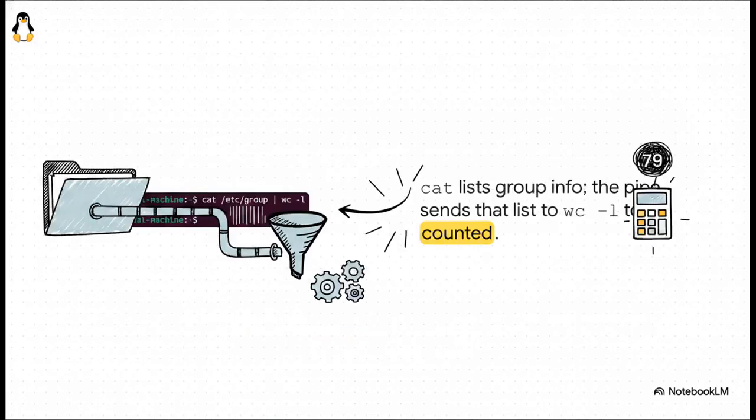Let's look at a real-world example, because this is where it gets fun. The command cat /etc/group will list out all the user groups on the system, one on each line. Now, instead of just printing that huge list, we pipe it into wc -l, which is a command that just counts lines. And the result? 79. We didn't have to see the list or count it ourselves. The pipe connected the two tools and did all the work.